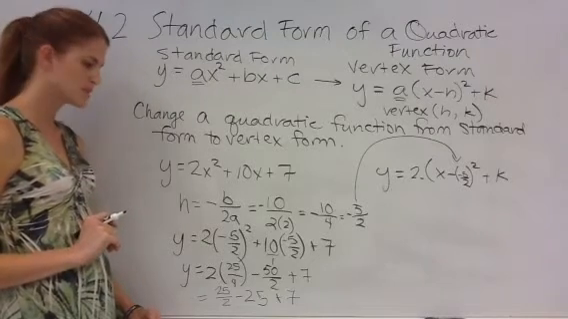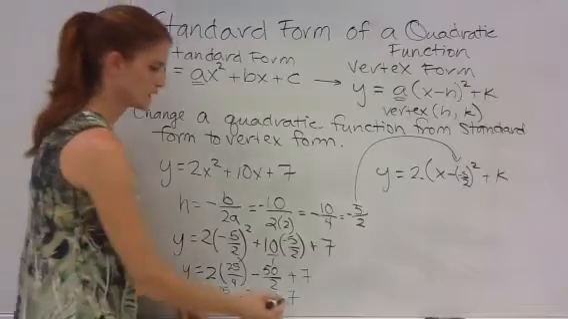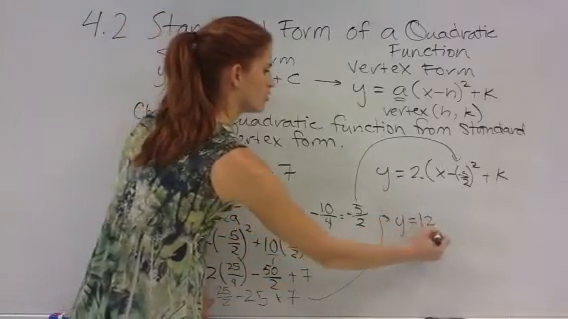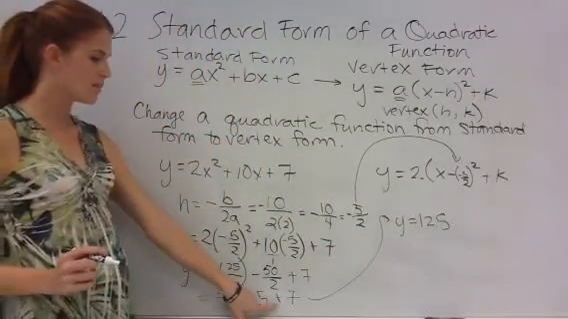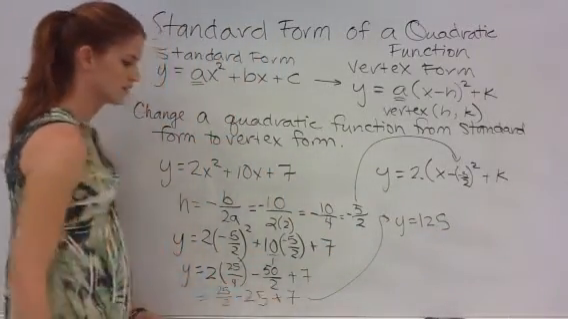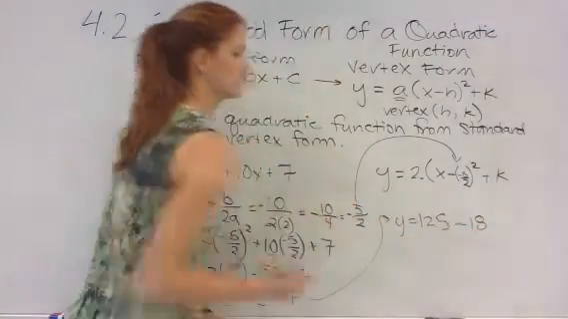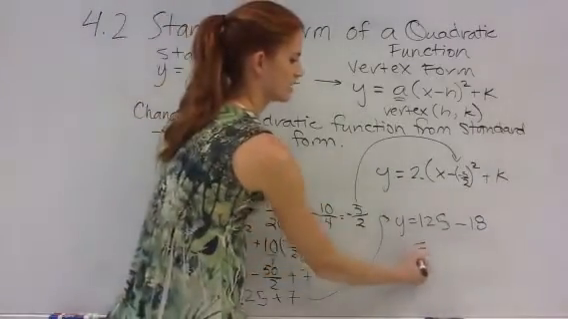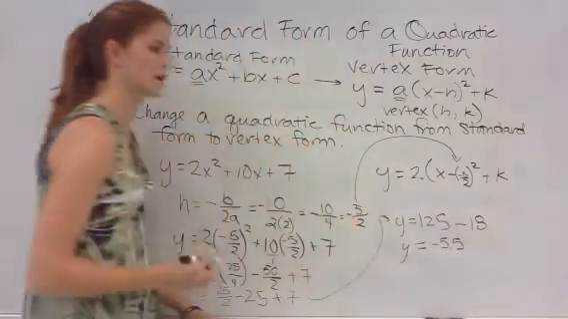Again, I still want to keep simplifying. So this is going to be a positive, for those of you that like decimals, 12.5. Then a negative 25 and a positive 7 is going to give me a negative 18. Then I subtract, and I get a negative 5.5 for y.